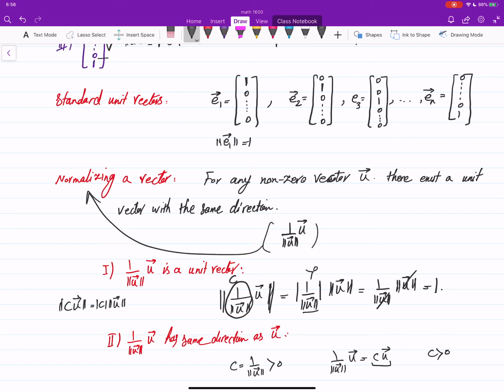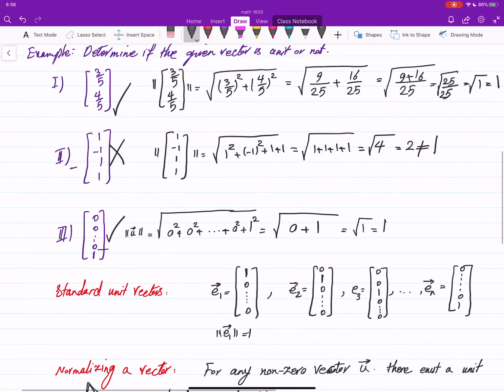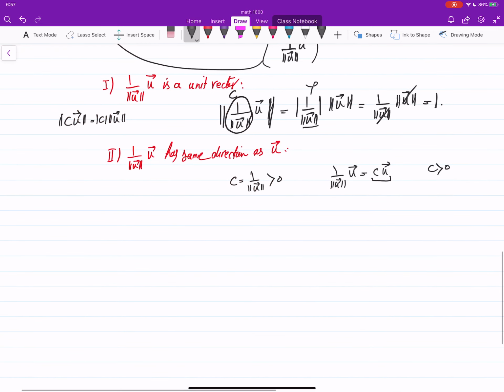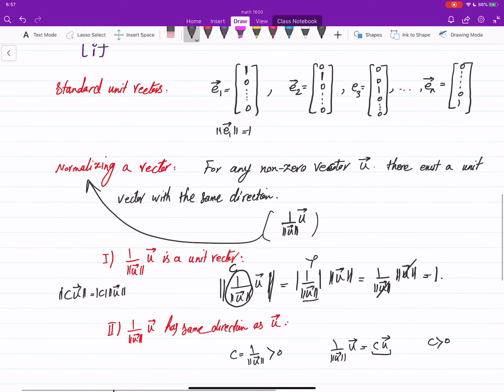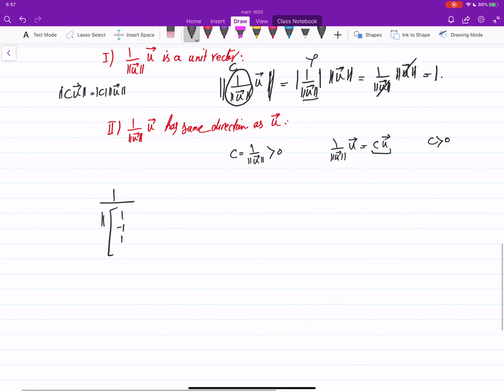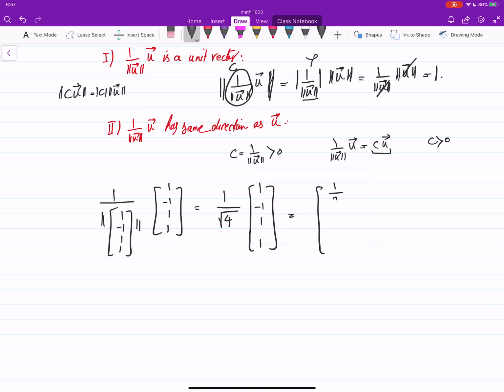Well, let's just do this operation, this work. This is called normalizing. So we normalize a vector means that we divide that vector by length of the same vector, or in other words, you multiply the vector by scalar 1 over length of u. Well, for example, in this case that we had here, then the normalized vector would be 1 over length of (1, negative 1, 1, 1) times (1, negative 1, 1, 1). And this is 1 over root 4 times (1, negative 1, 1, 1). And that is (1 over 2, negative 1 over 2, 1 over 2, 1 over 2). So this is the normalized vector.